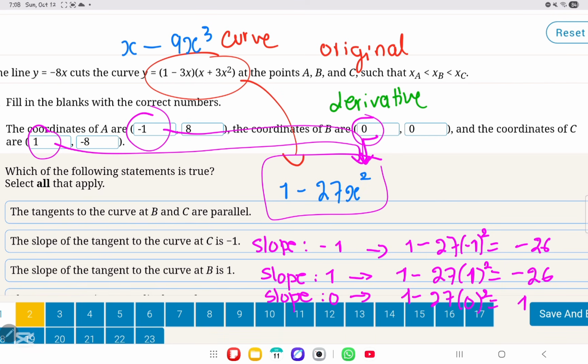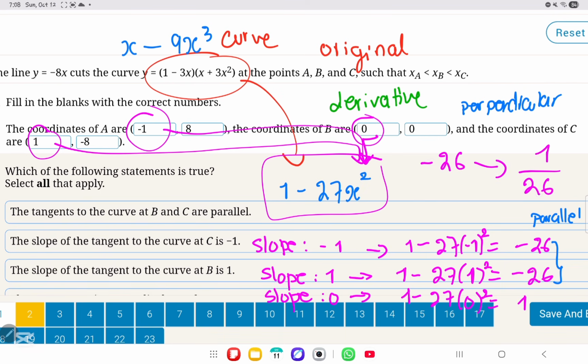So what can we say? If two lines have the same slope, or if 2 points have the same slope, we say they are what? They are parallel. That means this and this are parallel. When would they be perpendicular? They would be perpendicular if their slopes were opposite and reciprocal. So if our slope now was minus 26 and we had a slope to be 1 over 26, then these two would be perpendicular to each other because it's opposite and reciprocal. But since they are the same slope, that means they are parallel.